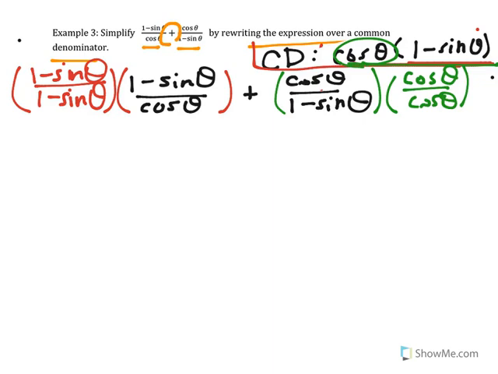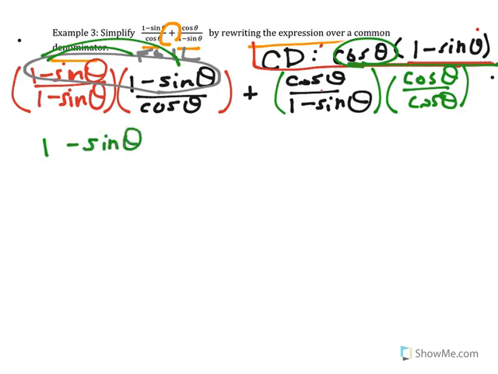So now I'm going to look at the top left here, and I'm going to multiply the numerators. It's 4 terms again, so just like with the conjugate, we're going to FOIL. First terms, 1 times 1 is 1. Outer, 1 times negative sine is negative sine. Inner, 1 times negative sine is negative sine. Last, negative sine times negative sine is plus sine squared.